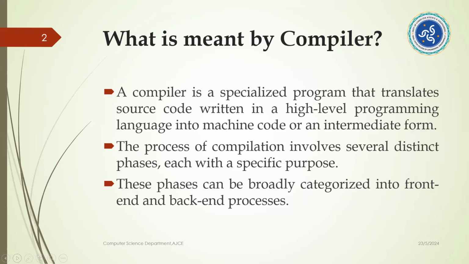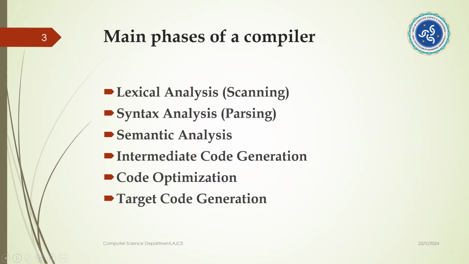The process of compilation involves several distinct phases, each with a specific purpose. These phases can be broadly classified into front-end and back-end processes. The main phases of a compiler include the front-end phases, that is, lexical analysis called scanning, syntax analysis called parsing, and semantic analysis, and the back-end phases are intermediate code generation, code optimization, and target code generation.